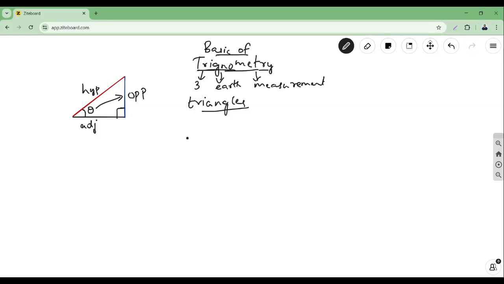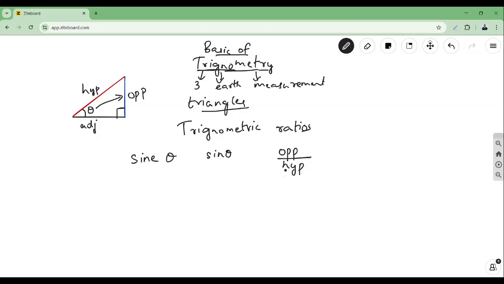Now, trigonometry has three basic ratios, called trigonometric ratios. Let's learn about them. Sine theta, and the short form is written like this, sin theta. Sine is a function of the angle. Sine theta is nothing but opposite by hypotenuse.